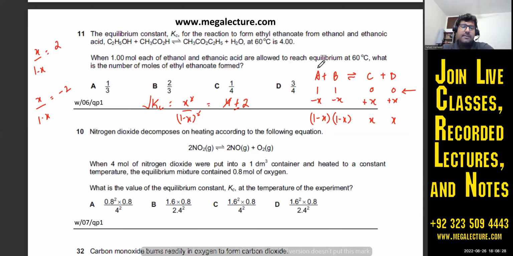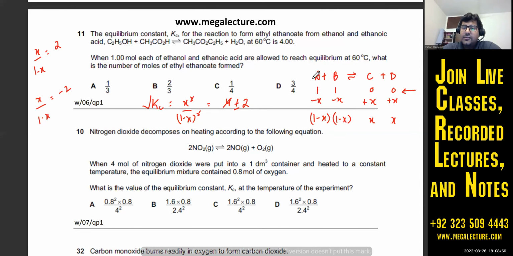I don't know how much of ethanol is reacting. I don't know how much ethanoic acid is reacting. So I'm just going to give it a value. I'm going to call it that X moles react. So X moles come out of 1. X moles are gone, so you're left with 1 minus X. Now, if X moles are reacting, it's 1:1, so X moles of B must have reacted as well. You start off with 1 mole, and X moles of this must have reacted as well, so you're left with 1 minus X.